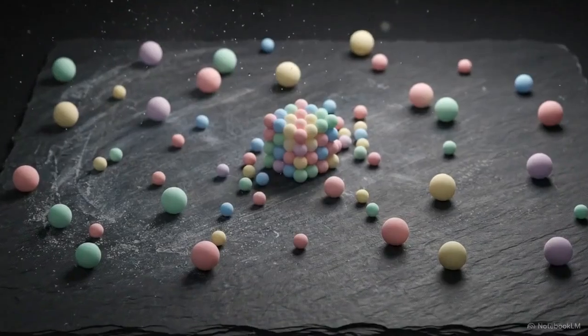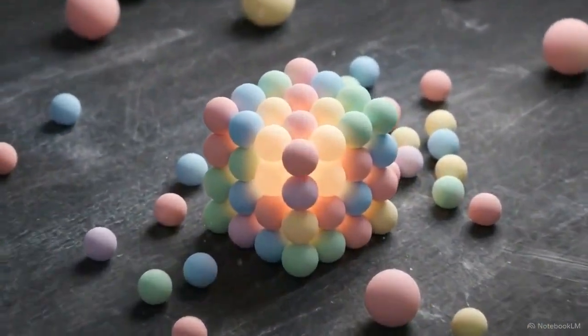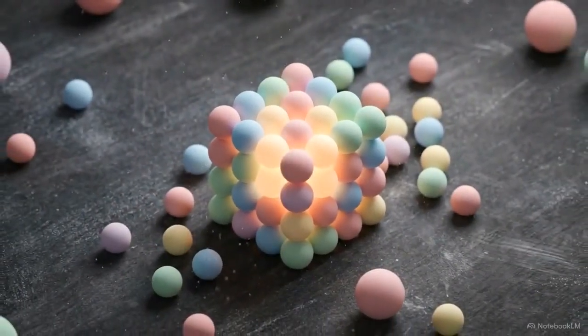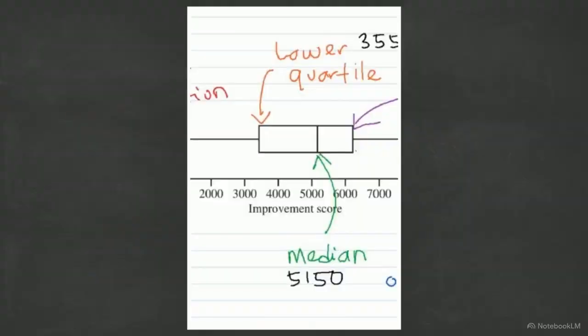Because the IQR isolates the middle 50%, it is functionally blind to extreme outliers, providing a much safer measure of typical spread. To make these calculations useful for rapid analysis, we translate them into high-density visuals. This is a skeletal box plot. It is the visual summary of the data's spread and center.